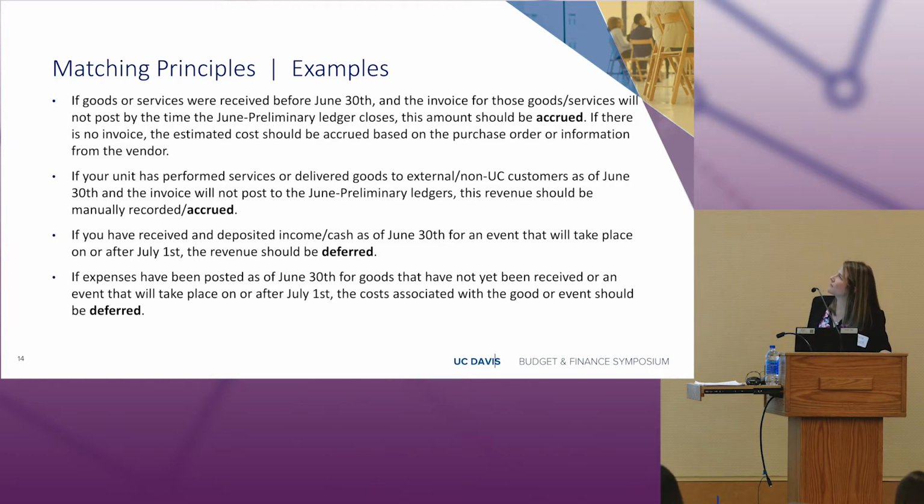So if the goods or services were received before June 30, so you ordered something, it came in the door by June 30, but you don't have an invoice yet, what do you do? We need to record an accrual to make sure that that expenditure gets recorded in the proper period. A lot of times it won't be based on the invoice date. The invoice date could be July 15th. But if that received date is before June 30, that's your trigger to know that it needs to be recorded in that period.